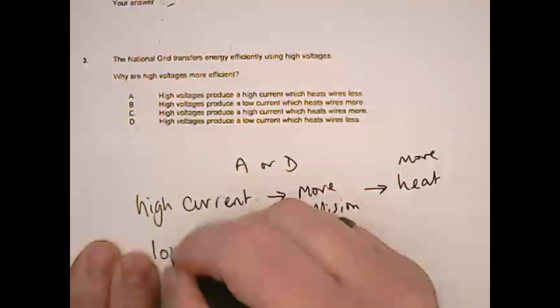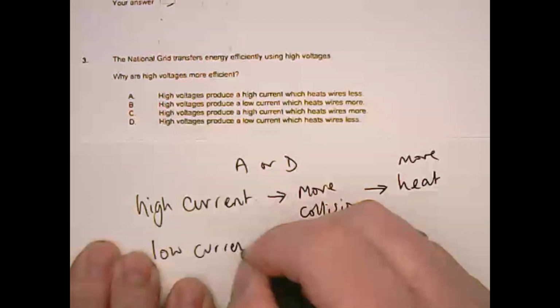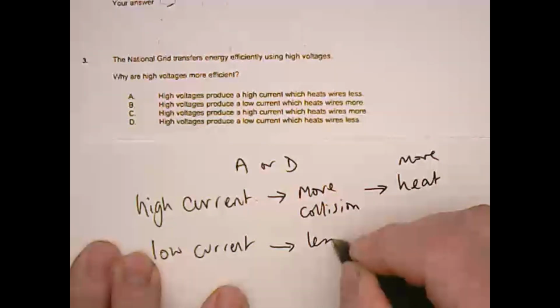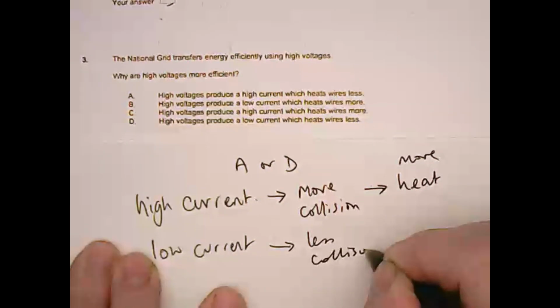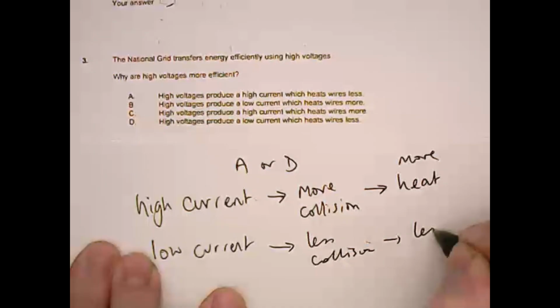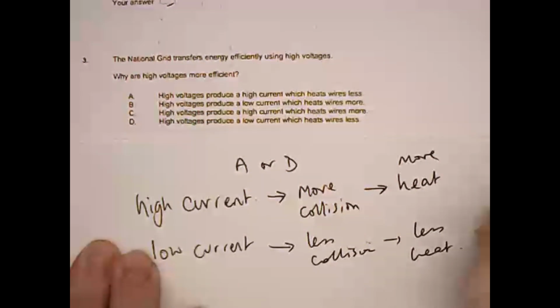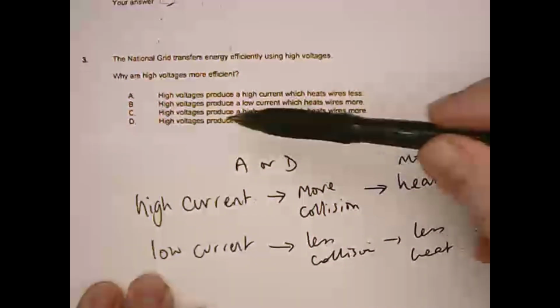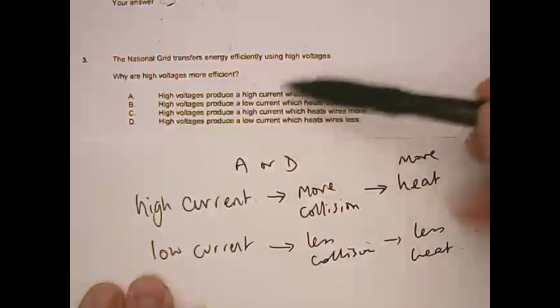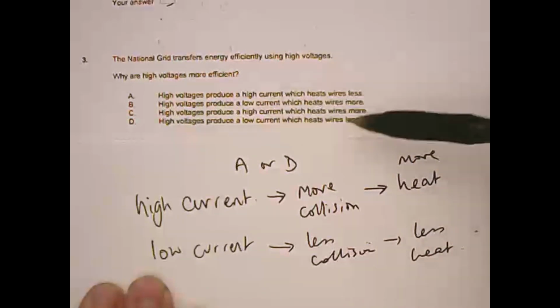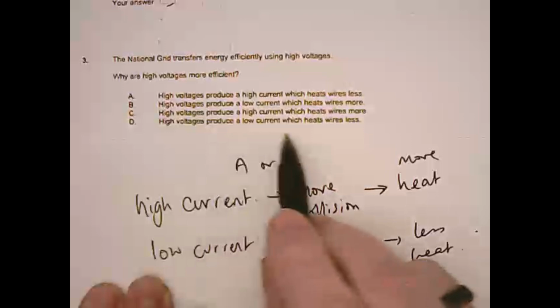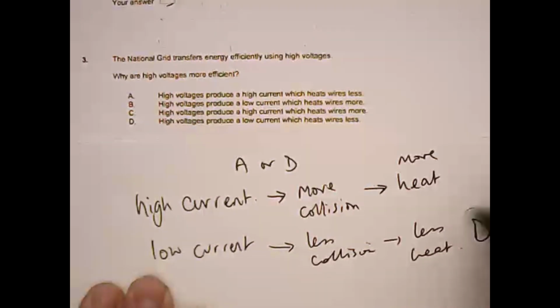So it makes sense that if we have a lower current, we have less collisions, and therefore less heat. And that looks like our answer. We want the answer that suggests we're going to have a low current that heats the wires less. So that's answer D.